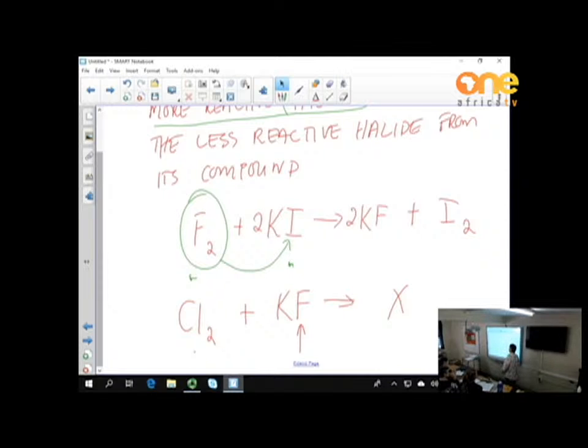Now, it's not impossible. One can force them to react, okay? But in general, for the extent of our syllabus, they do not react. High temperature, high pressure, catalysts, etc. But it doesn't go easily, okay?